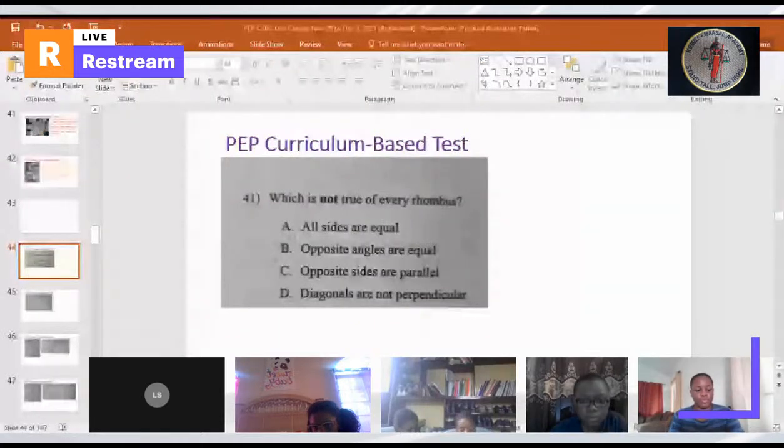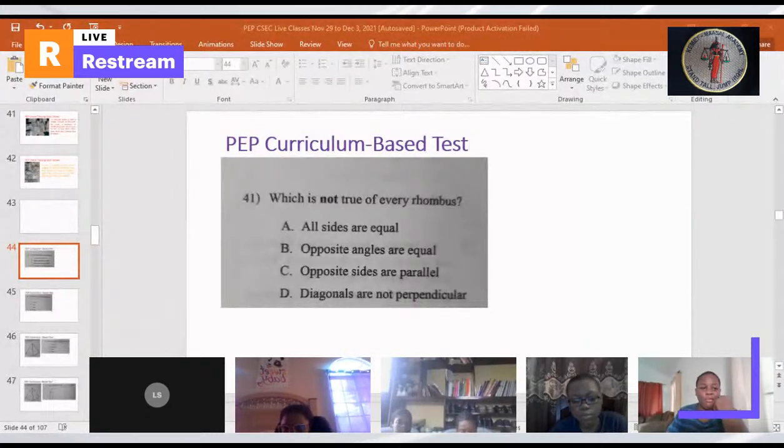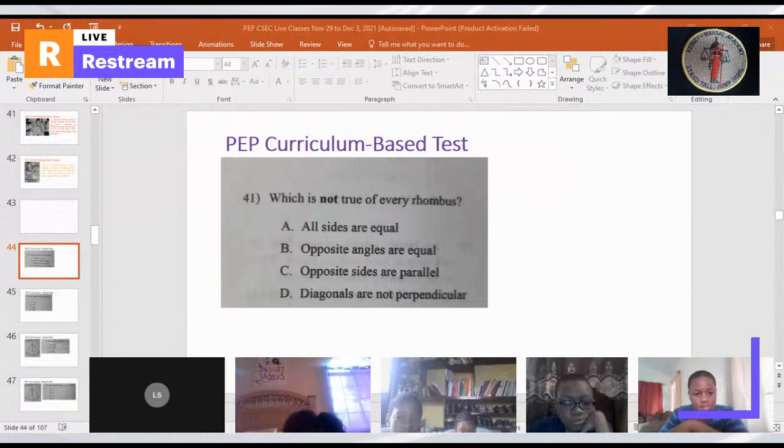I think we can only pick one. So Antoine is saying A. Does it say pick two? Let me see that again. No, it didn't say pick two, right? So which is not true of every rhombus?